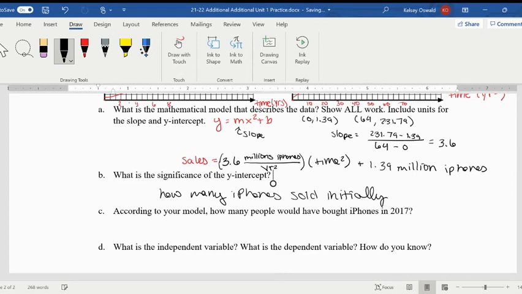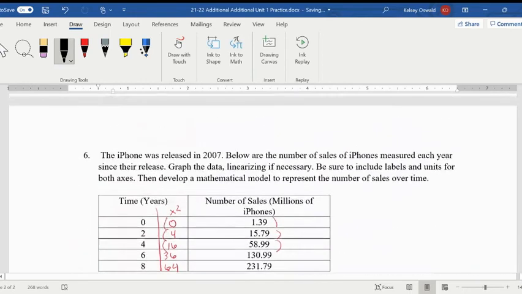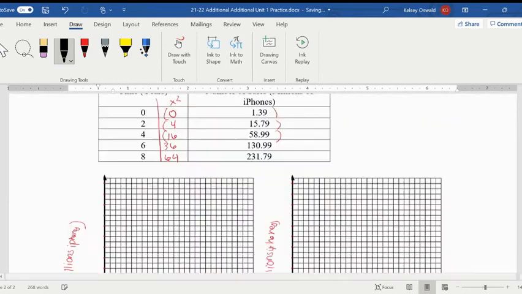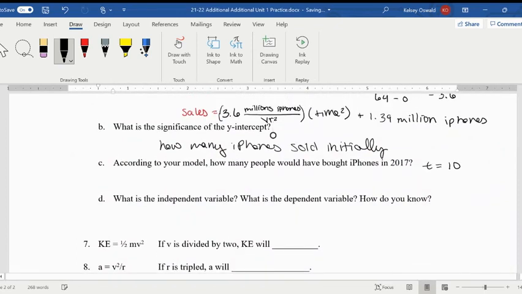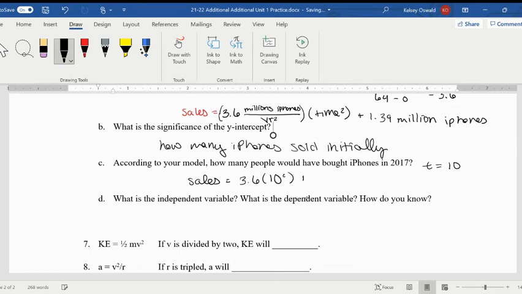Okay. According to our model, how many people would buy iPhones in 2017? So to find this, 2017, we started collecting data according to our problem in 2007. So 2017, that's 10 years afterwards. So we're going to plug a value of 10 in for time here. So we do sales is equal to 3.6 times 10 squared, since we squared those time values, plus 1.39.